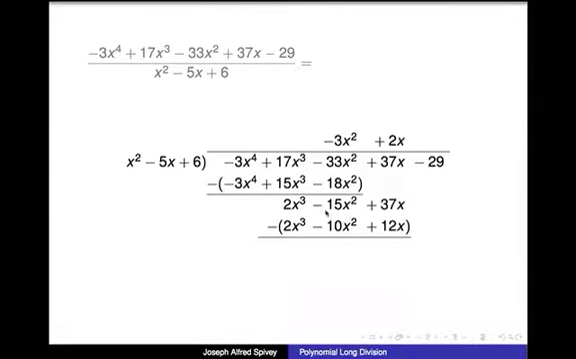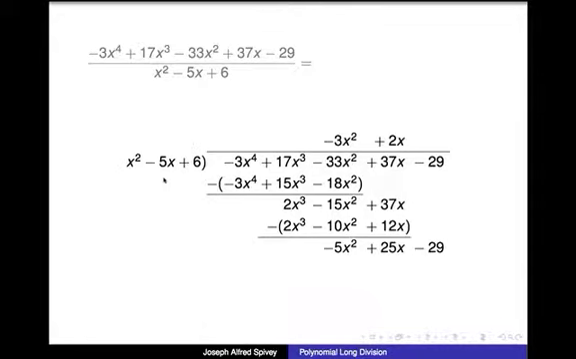Here the next term is negative 15x squared minus a negative 10x squared. And as before, minus negative 10x squared is the same thing as plus 10x squared. So I'm taking negative 15x squared and I'm adding to it 10x squared. That gives me negative 5x squared. And finally, I want to take 37x minus 12x. That leaves 25x. And then I'll bring down my negative 29.